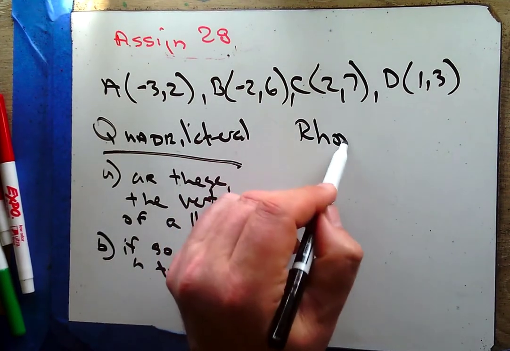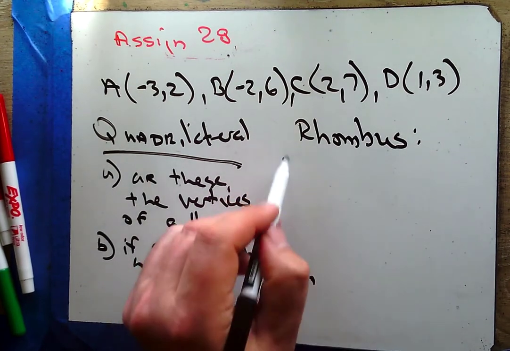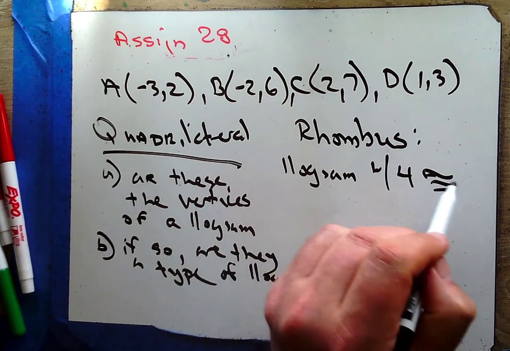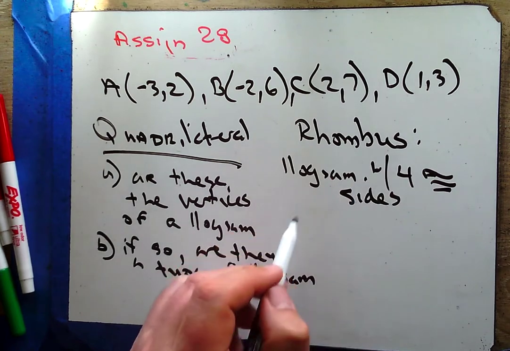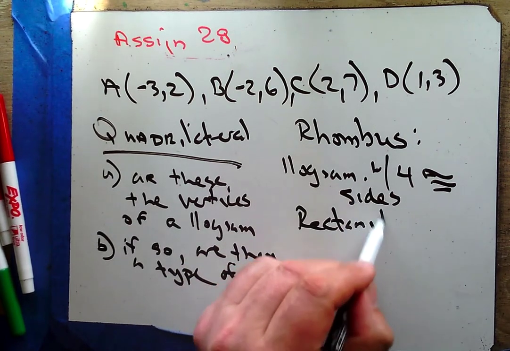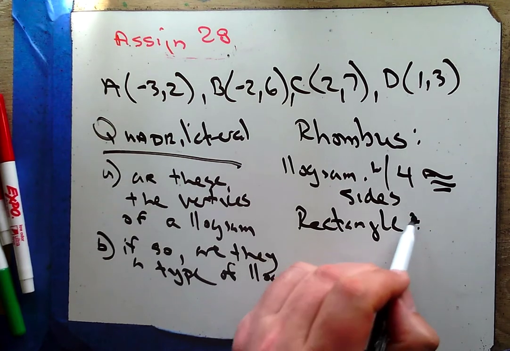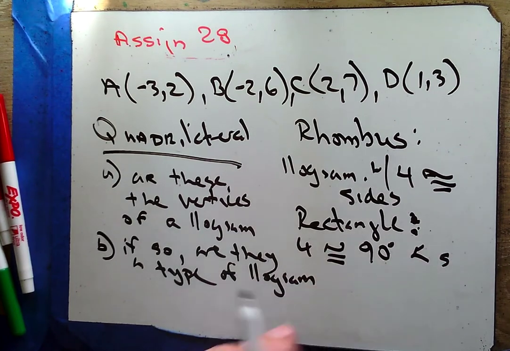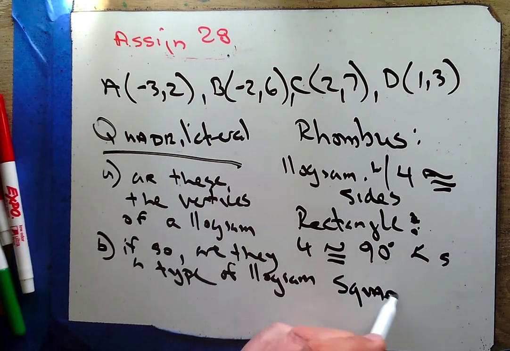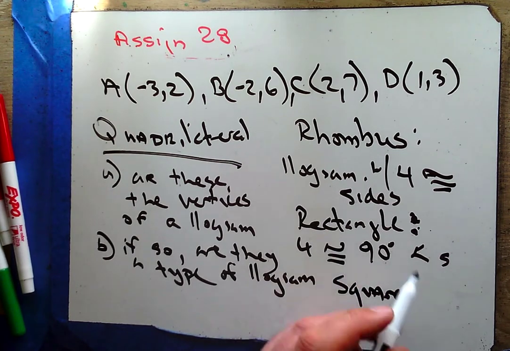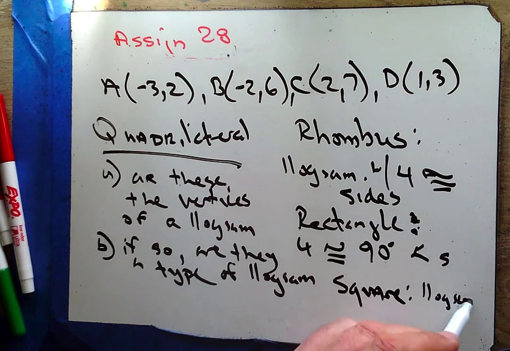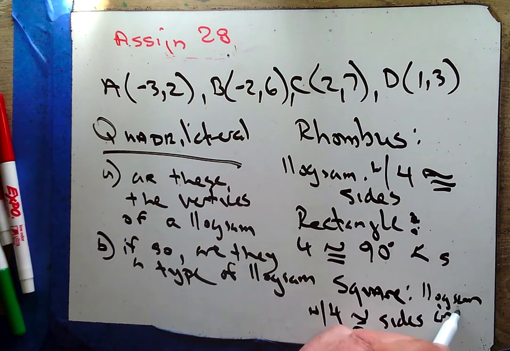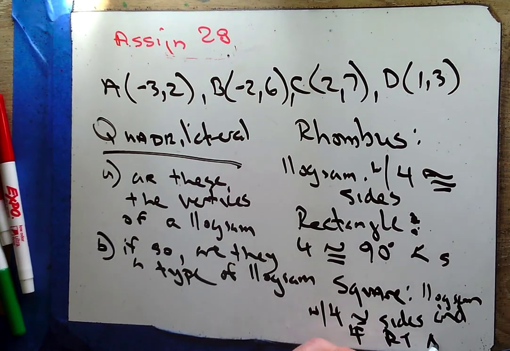Sure, there's rhombus. That's a parallelogram with 4 congruent sides. And then we've got rectangle, and that has 4 congruent 90-degree angles. And finally we have square, which is a hybrid of both of those. It's a parallelogram with 4 congruent sides and 4 right angles.